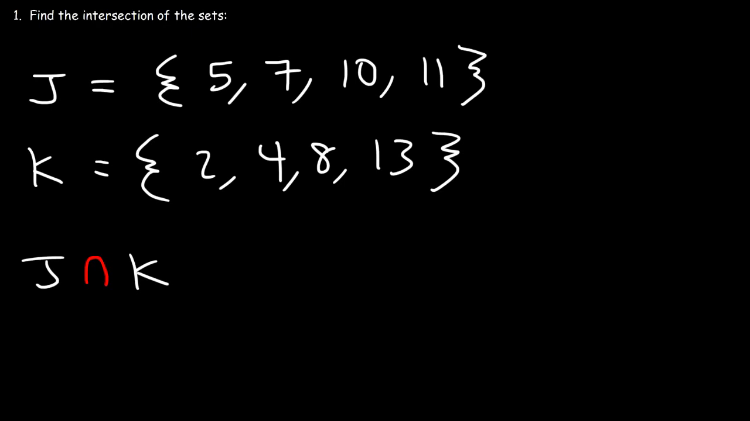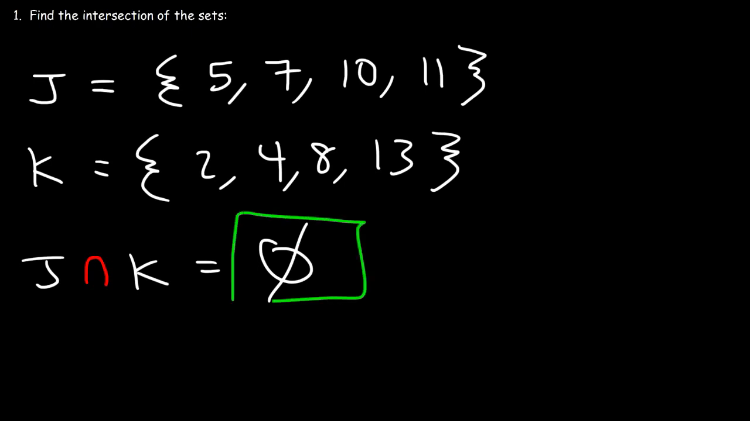Now notice that there is no common element shared between the two sets. The elements in J are completely different from the elements in K. So in that case, the intersection of J and K is going to be empty. There's going to be nothing inside. So if there's nothing inside, if you have an empty set, you have a null set. So this is the answer. You have to use a Greek symbol phi.